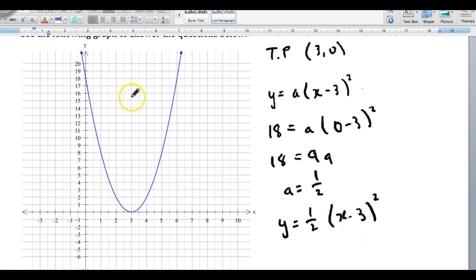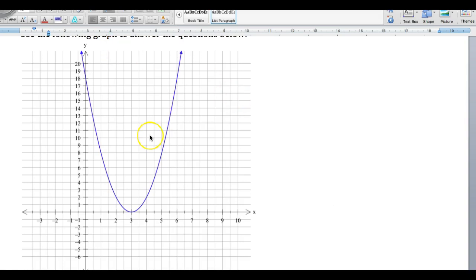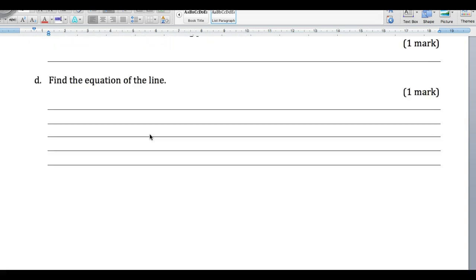Okay, nice easy one. But with your graphs, if you're given a graph, just write down what information you do know. If you have the turning point, I find the turning point form a lot easier to work with. But if you've got 2 x-intercepts and you don't know what your turning point is, you can use the factorized form as well.